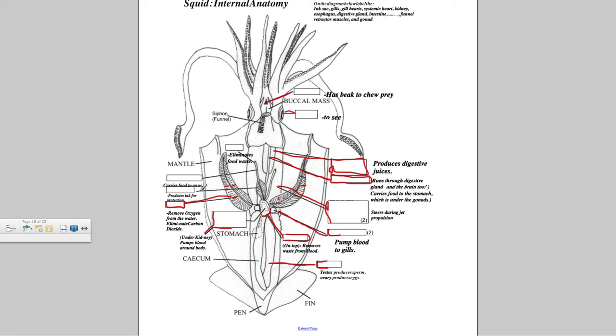Okay, pay attention. This line is pointing to, and I'll outline it, this thing here. And that produces ink for protection. And that's the ink sac.